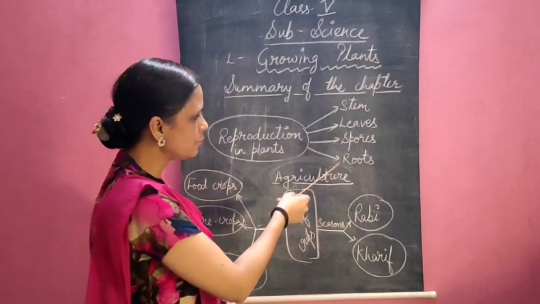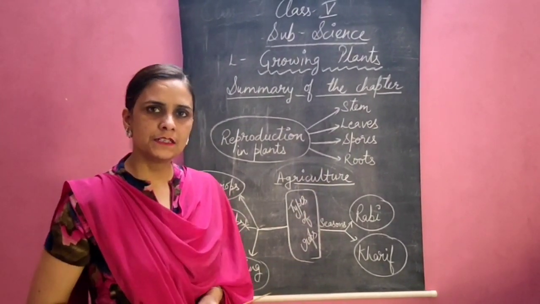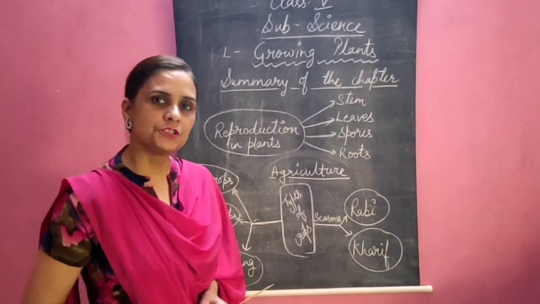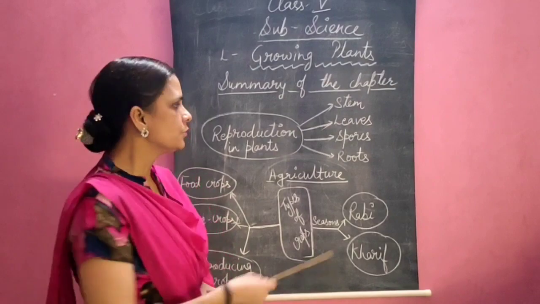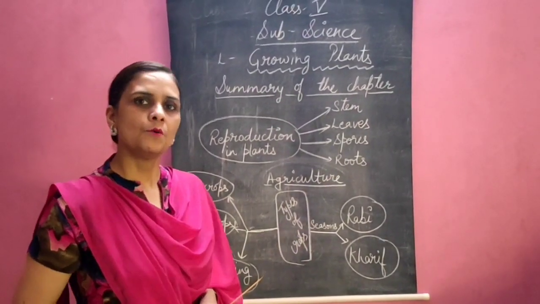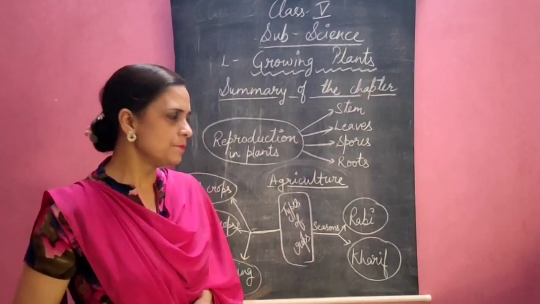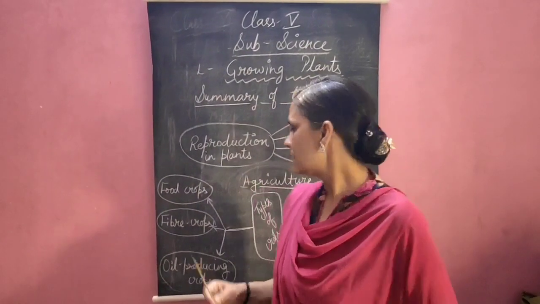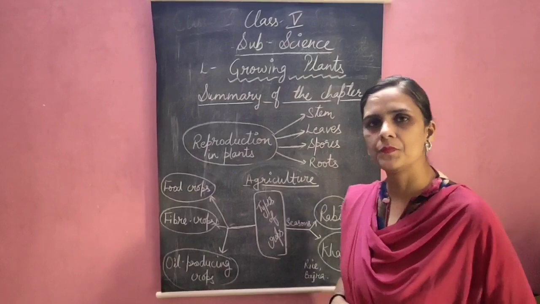Moving on to the roots. Carrot and sweet potatoes are the examples of the plants which regenerate or reproduce through roots. Moving on to the next concept, that is agriculture. Now, let us understand what is agriculture.